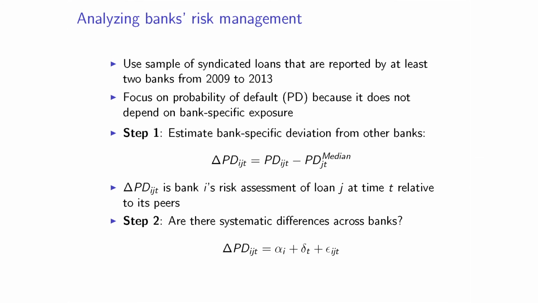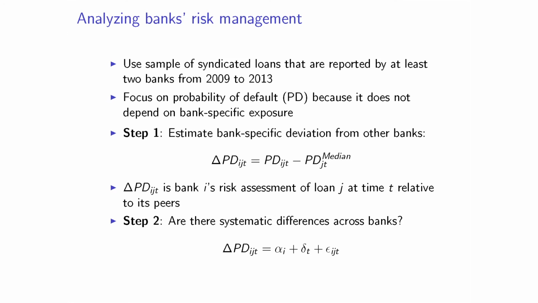Now, how do they do that? They use the sample of syndicated loans that are reported at least by 2 banks. They have the data starting 2009, although I think for implementation they only use data starting 2010 up to 2013. So it's actually a relatively short sample. And they focus on the probability of default. And it's sort of this 2-step process.